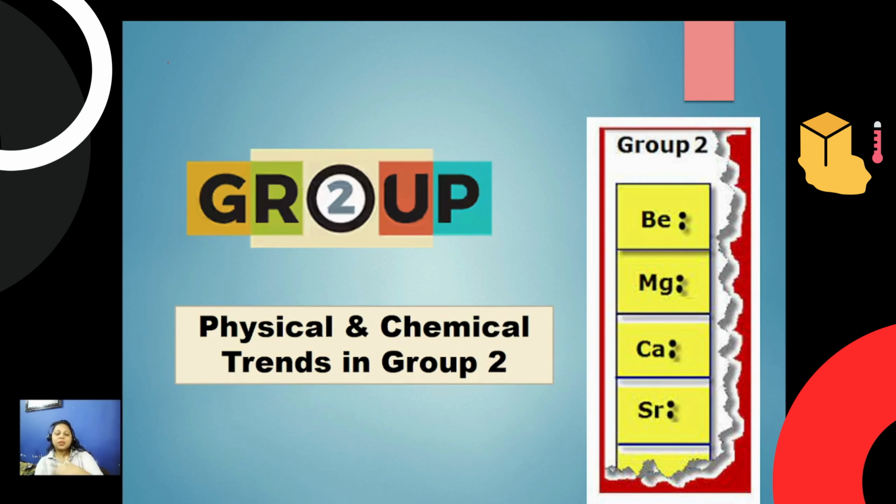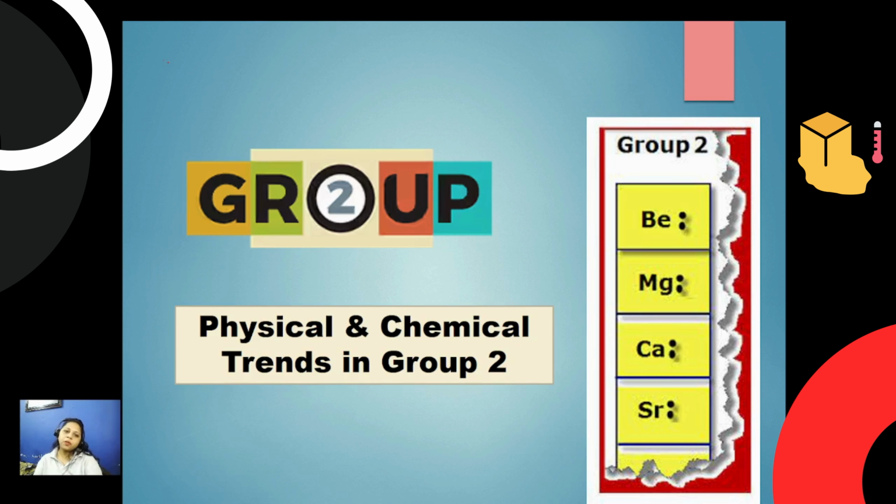Today we are going to discuss group number 2, mainly the physical properties and the chemical properties as well. But for chemical properties, we are just going to discuss the general trend, not each property, such as how they react with acids, water, oxygen, or how they act as hydrides or hydroxides. We are not going into detail of that, but we are going to discuss the general one.